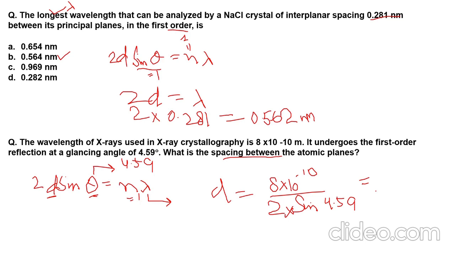I think maybe I can also try to solve it. So it is 4 sine of 4.59. I think the answer is somewhat 4.9 multiplied by 10 to the power of minus 9 meters. Okay, this is the value of your d spacing that the X-ray source can deduce. Okay, 5 nanometer, yes, 5.